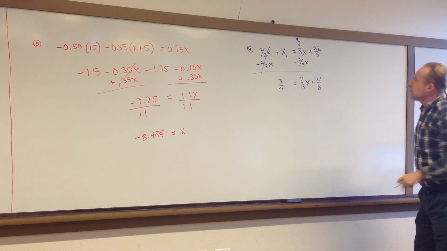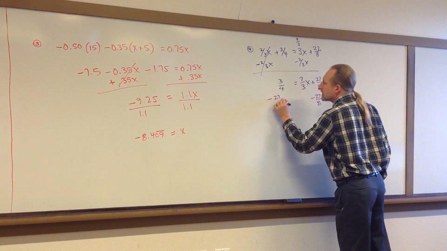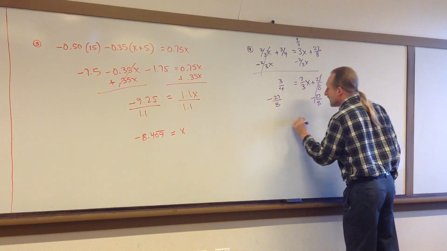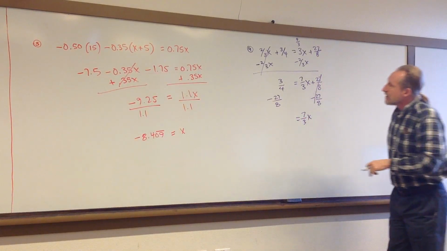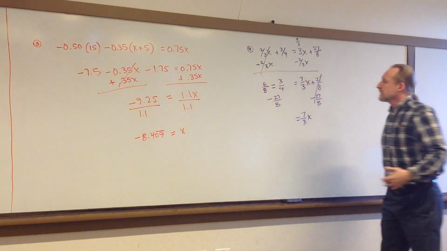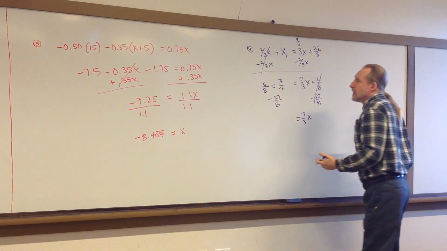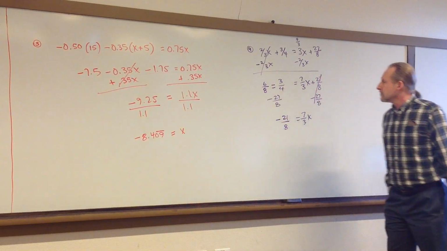Okay. Now I want to subtract 27/8 and bring that to this side of the equation. These will cancel out, and I'll be left with 7/3 x. Over here, this 3/4 is 6/8. So 6/8 minus 27/8 is going to give us negative 21 over 8.